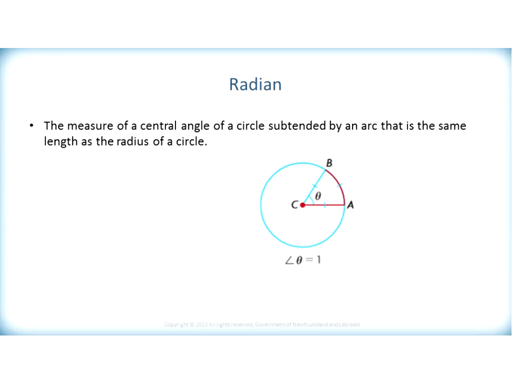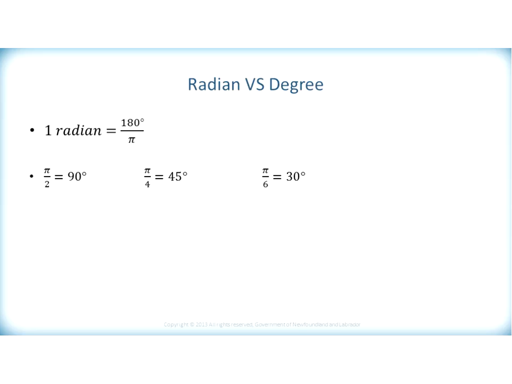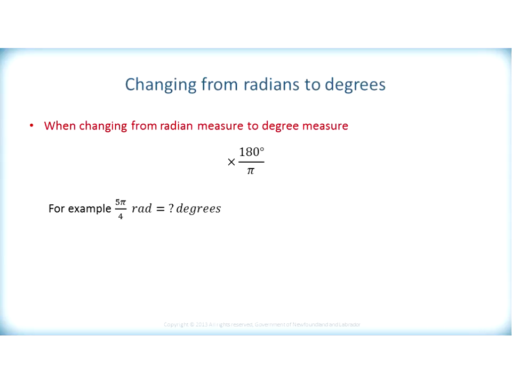So we are going to look at radians and degrees. 1 radian is equal to 180 degrees divided by pi, which just means that pi over 2 would equal 90 degrees, pi over 4 would equal 45 degrees, pi over 6 would equal 30 degrees. If we're going to change from radians to degrees, we have to multiply by 180 over pi.